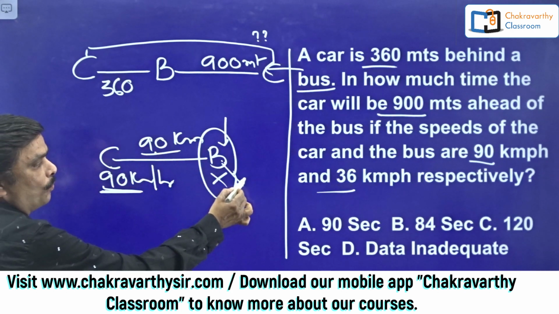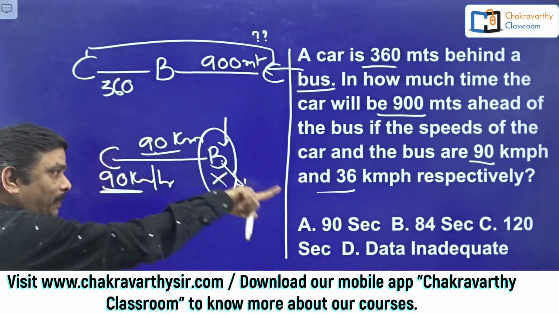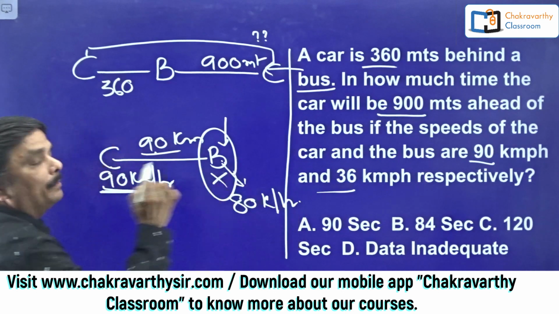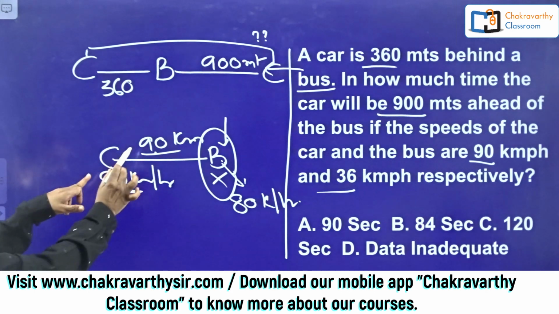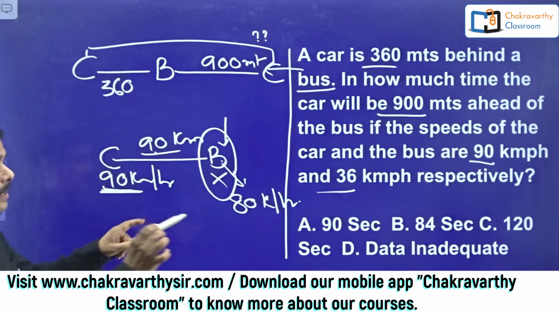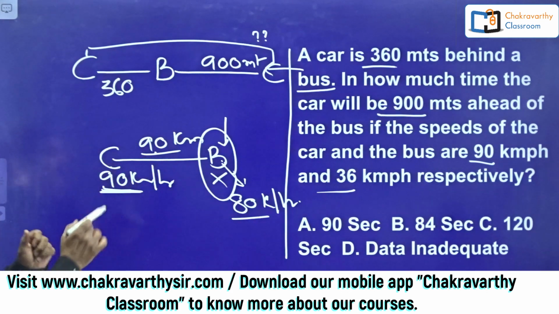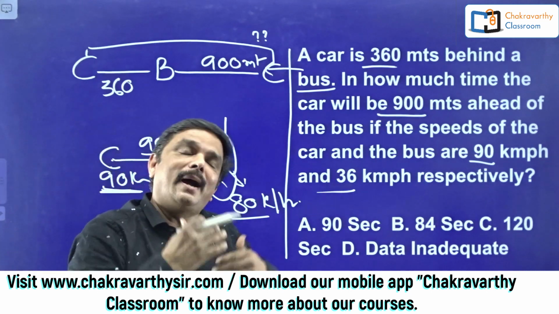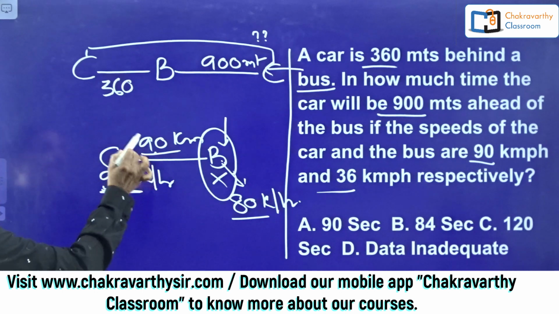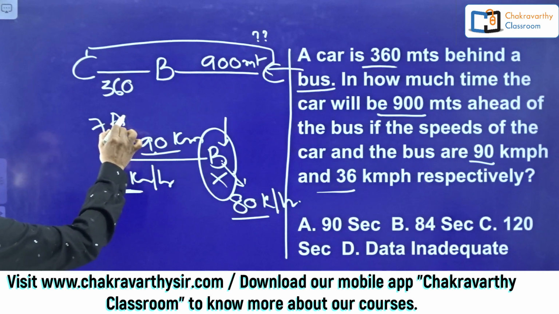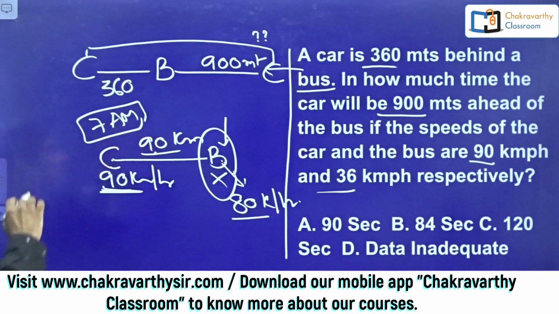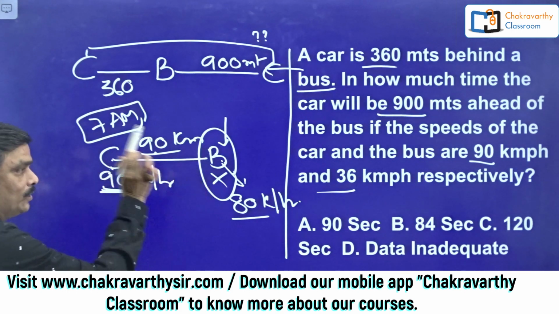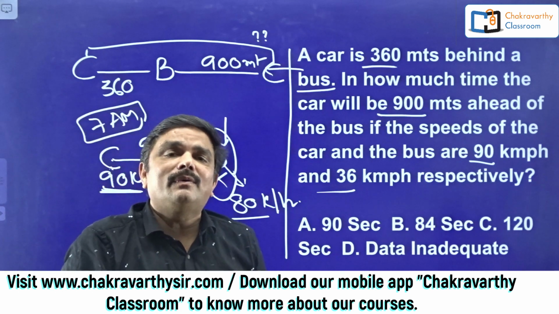Now, let us take it this way. The bus is also moving with a speed of 80 kilometers per hour, for example. Okay, now the speed of the car is 90 kilometers per hour. The bus is 80 kilometers per hour. The distance between car and bus is 90 kilometers. And let us imagine both have started at the same time, for example, at 7 a.m. Now, when is the car going to catch the bus is the question.